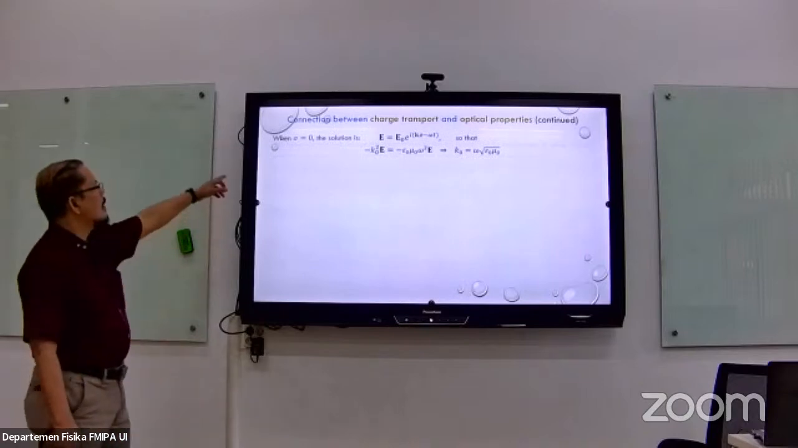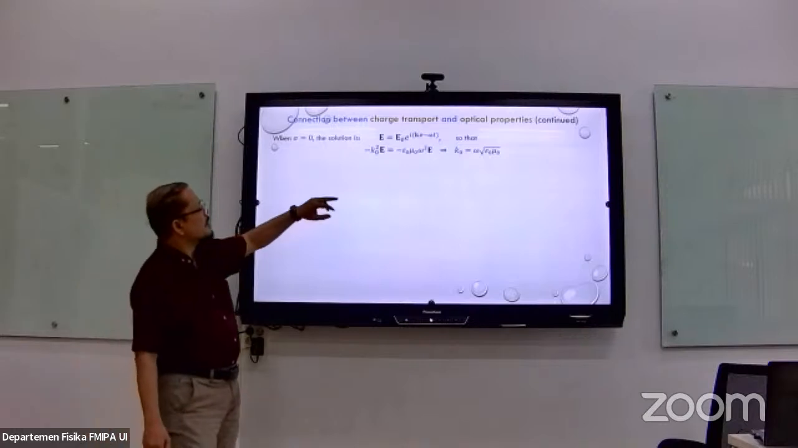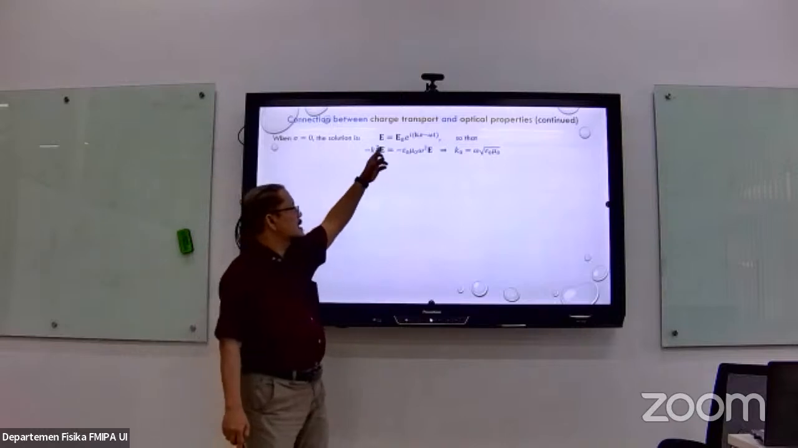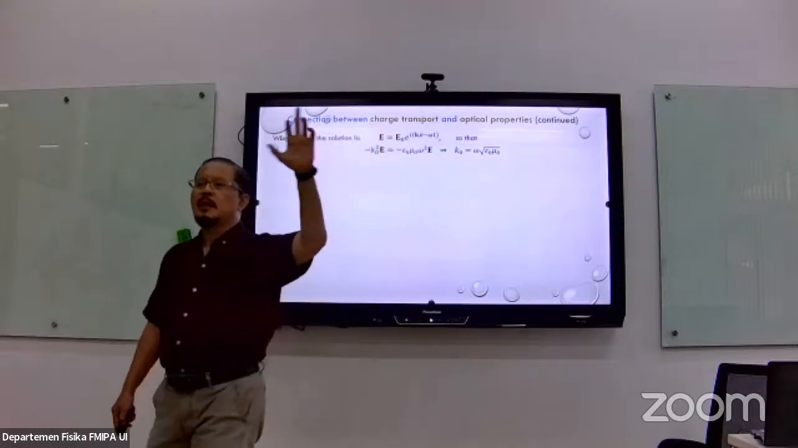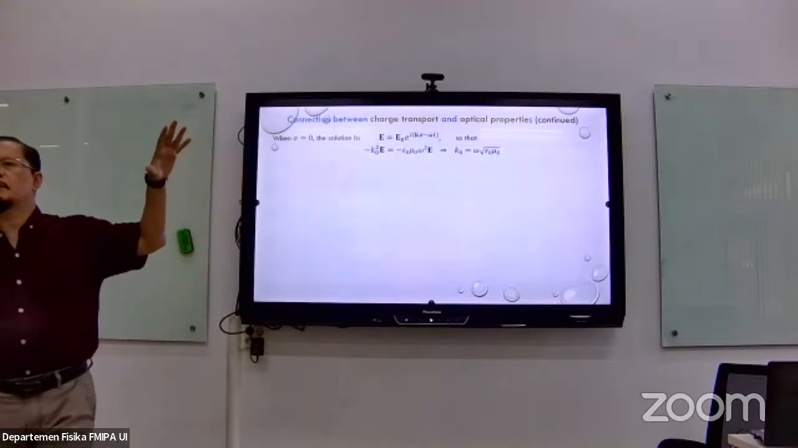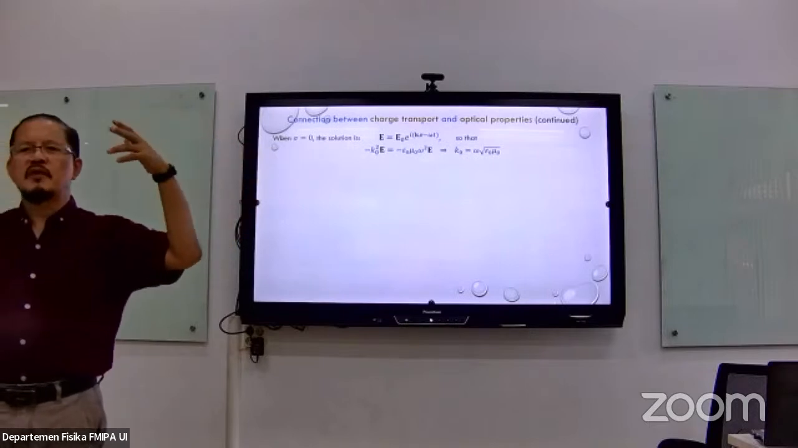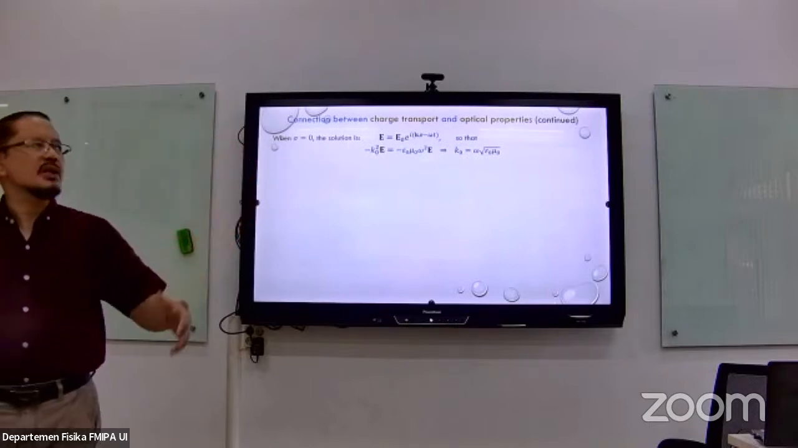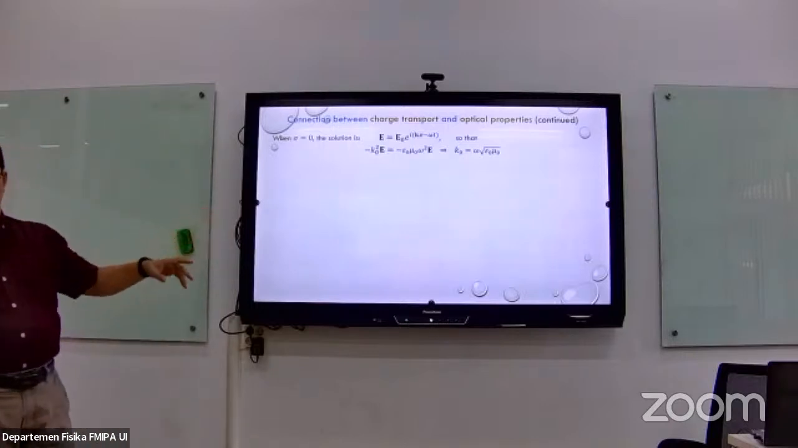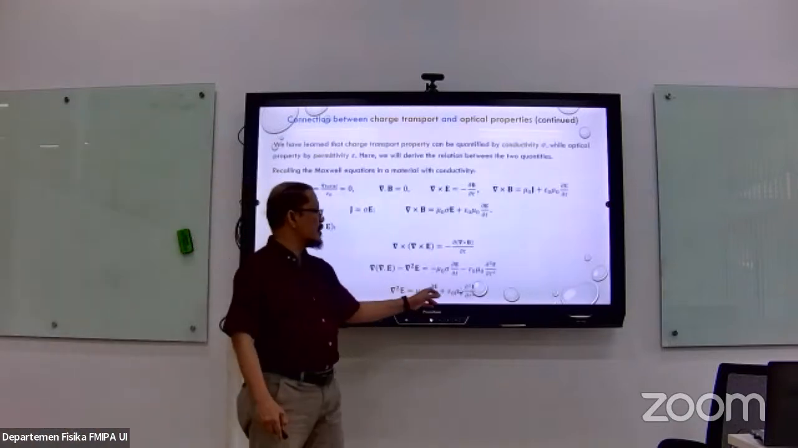Next, now let's consider first sigma being zero. Then if sigma is zero, we know that this is the solution. Okay. By the way, I believe that you have studied math physics up to differential equation, partial differential equation, complex variable functions, so that you are familiar with the solution of this kind of differential equation, right?